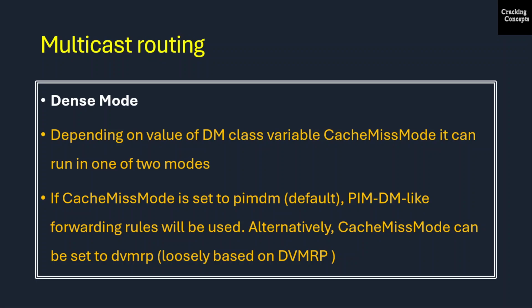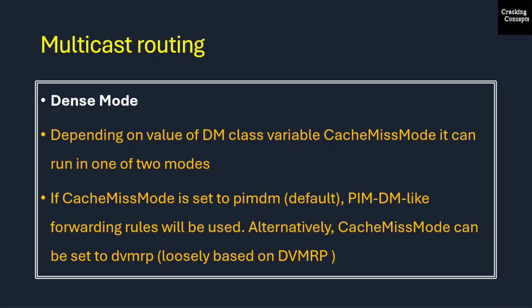Alternatively, cache miss mode can be set to DVMRP, which is Distance Vector Multicast Routing Protocol. Now this takes the routing decision based upon the source address of the packet. The main difference between these two modes is that DVMRP maintains a parent-child relationship among nodes to reduce the number of links over which data packets are broadcast. The implementation works on point-to-point links as well as LANs and adapts to the network dynamics when links are going up and down.